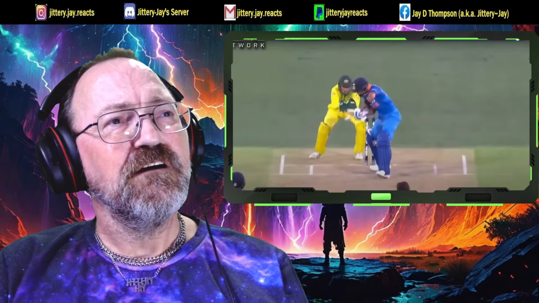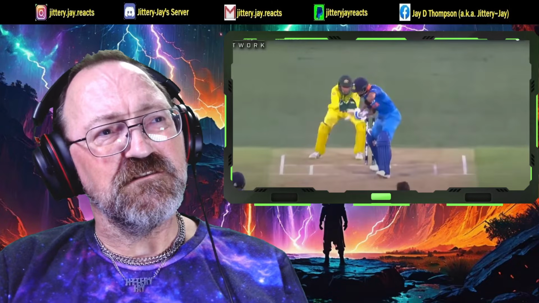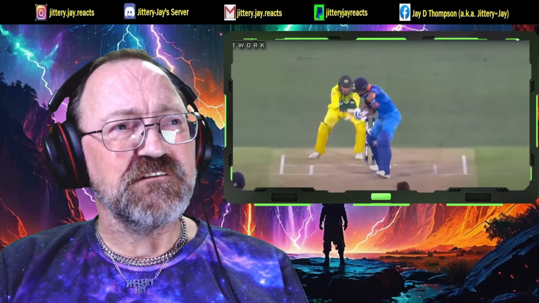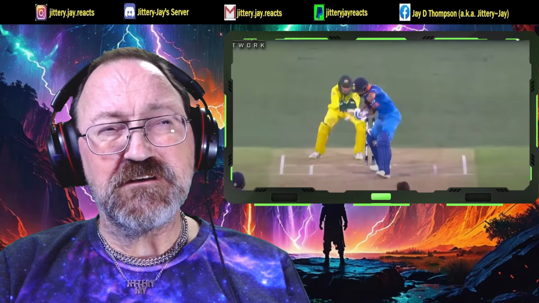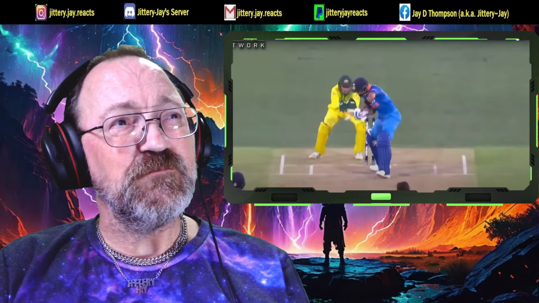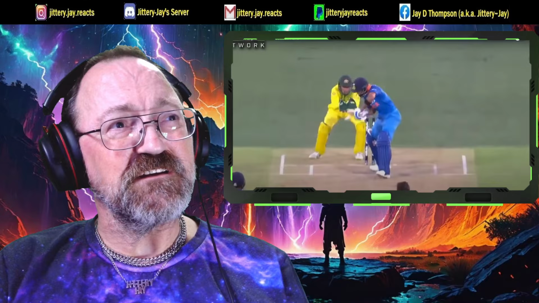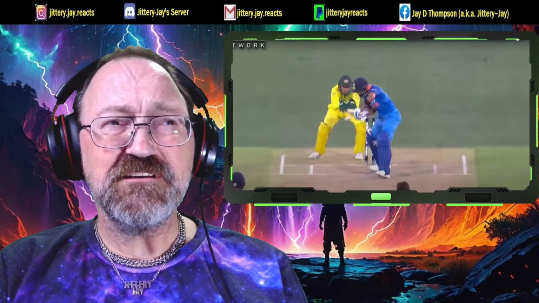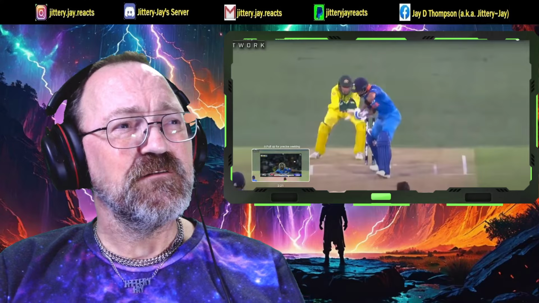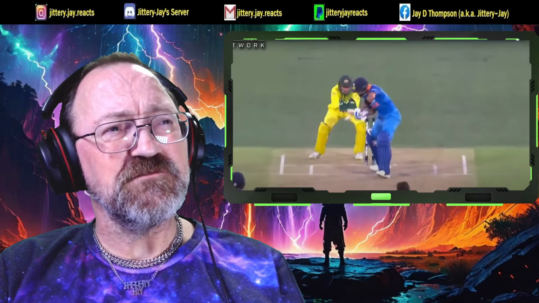Okay, so they're trying to get the ball past him, basically, which is kind of like in baseball. You're trying to get the ball past the batter, but with this, that gets them out if they hit the wicket and knock the bails off. I think that's the gist I'm getting.